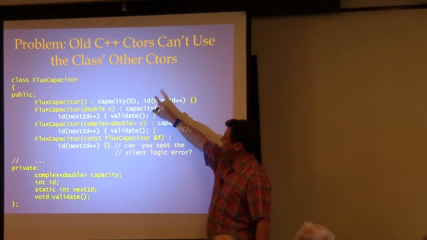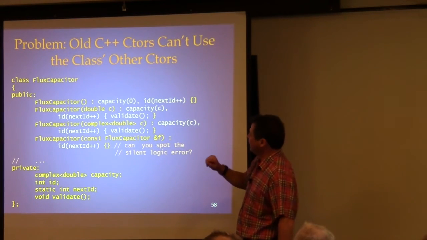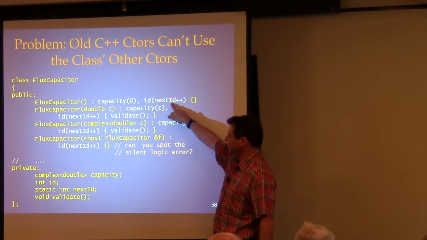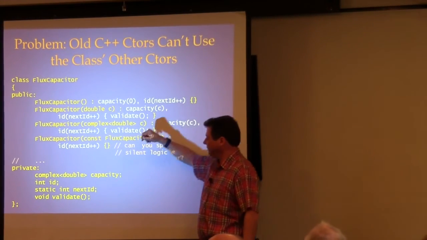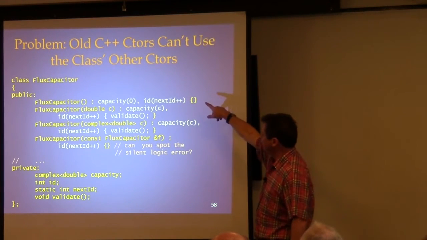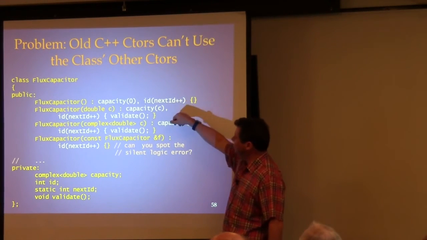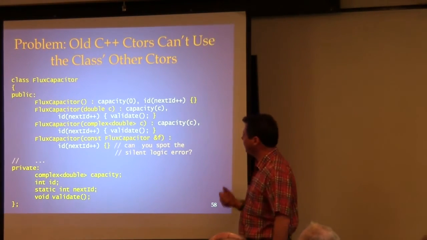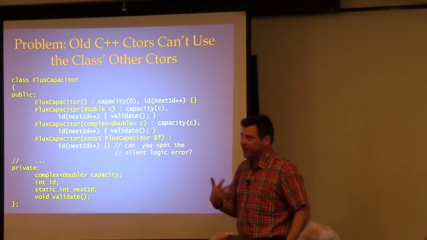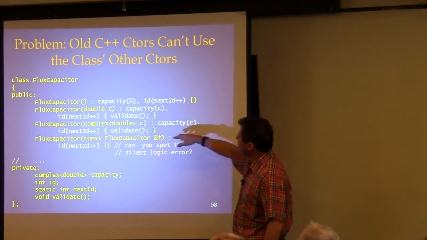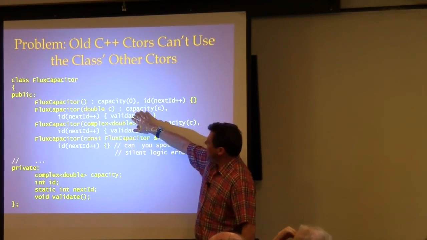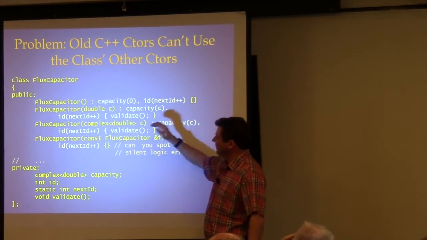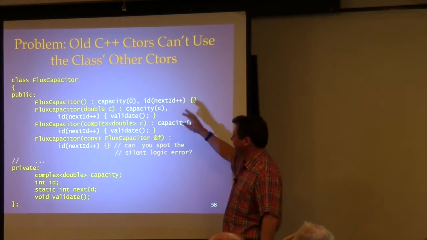So the default constructor sets capacity and ID. ID is driven off of a static counter that you use to keep a rolling index number for your flux capacitors. Because when they're going back and forth in time, you can get quite a few of them. You definitely need a multi-threading environment to really make use of that. The one that takes a double will initialize everything. One that takes a complex, etc.